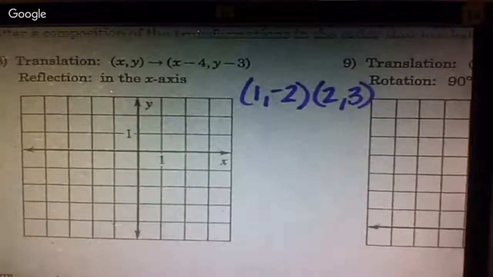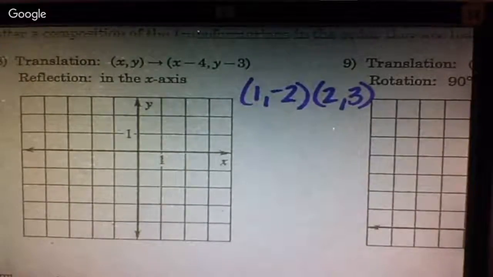Okay. Somehow I magically cut off the points that we were supposed to start at. So I'm going to make up my own. So we're going to start at 1, -2, and 2, 3.